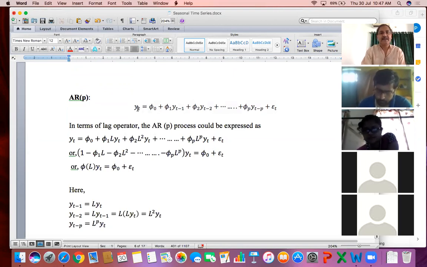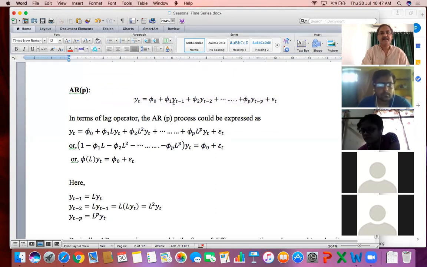Here we have specified that the value of y in period t depends on the value of y in period t minus 1, period t minus 2, up to period t minus p. So we are considering the back values up to period p. This p is called the lag length, and this lag length determines the order of autoregression. If this model is valid for a particular variable y, then y will follow an autoregressive process of order p.